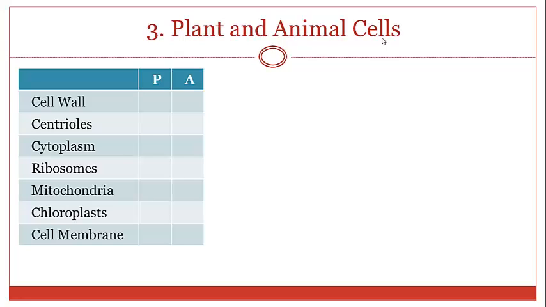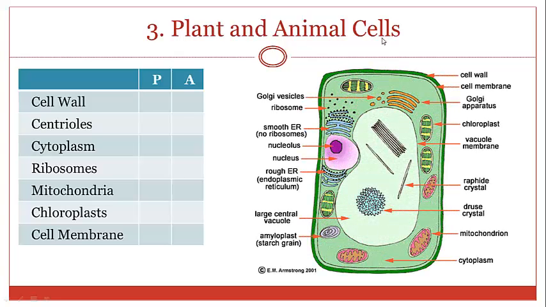The next table asks us to indicate if the organelle is found in plant cells, animal cells, or both. So, here is a plant cell. We can tell that it is a plant cell. Number one, it's green. Number two, it has this square kind of regular shape, and that's due to the cell wall. So, plant cells have cell walls. They do not have centrioles, but plant and animal cells are going to both have cytoplasm.